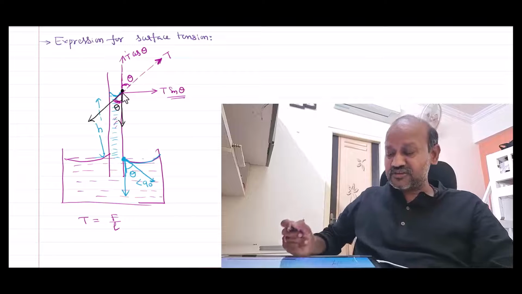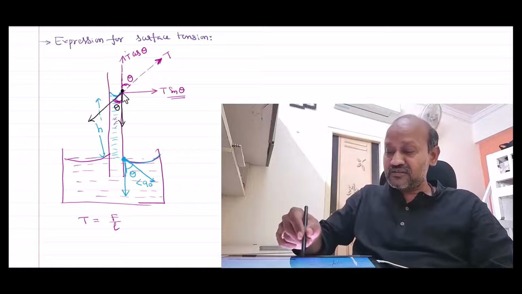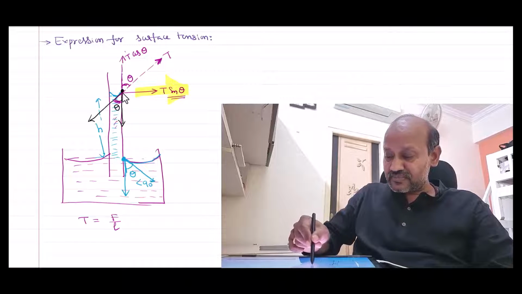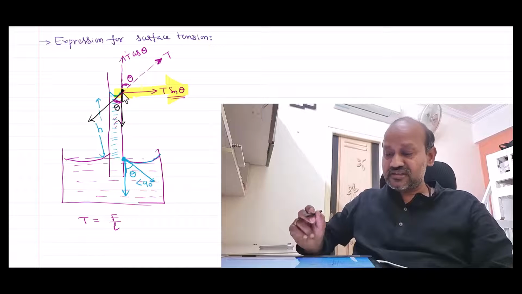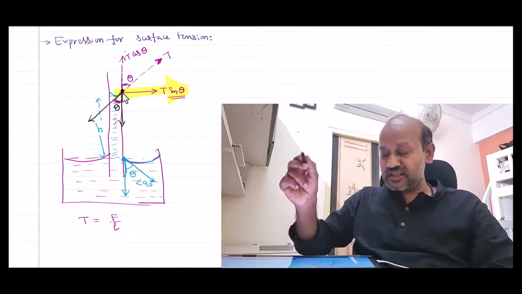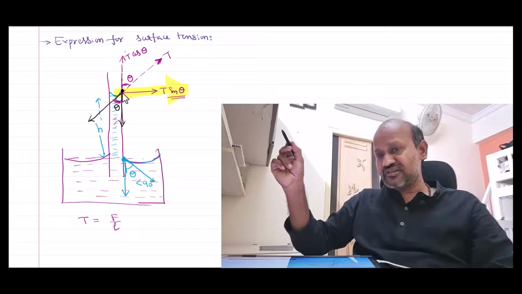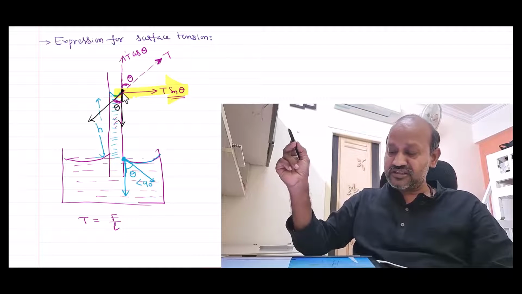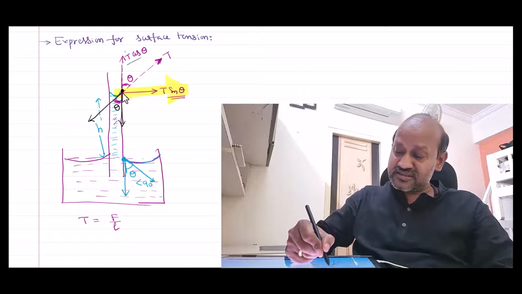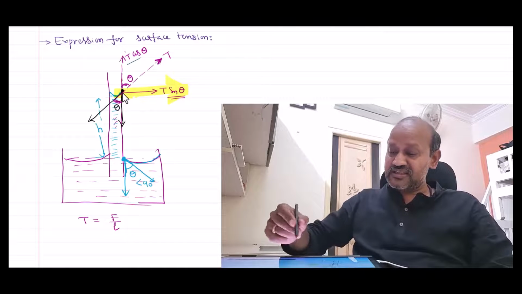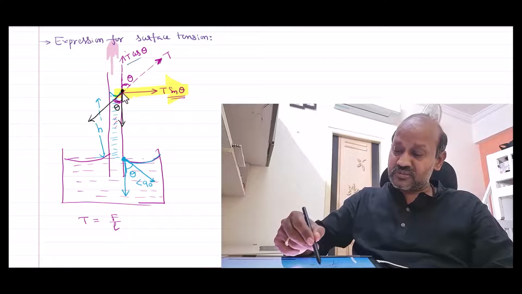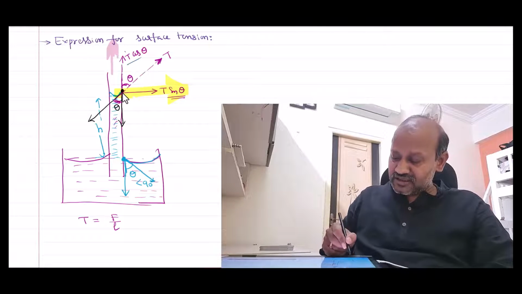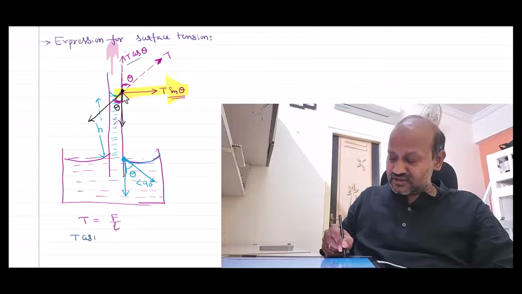What is it trying to do? It is trying to pull the liquid in this direction, but that is against the wall of the capillary tube. T sin theta is trying to break the wall and pull the liquid along the sides, which is not at all possible. Therefore, it's not going to do anything useful. But look at this T cos theta. That is trying to pull the liquid upward, and that is successful. So the part of T that I need to take into consideration is only T cos theta.